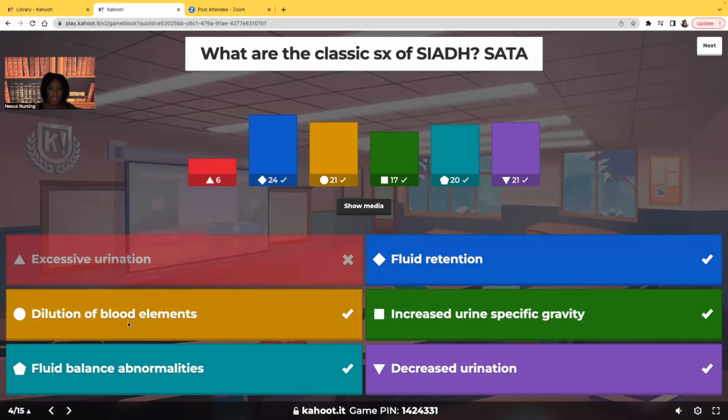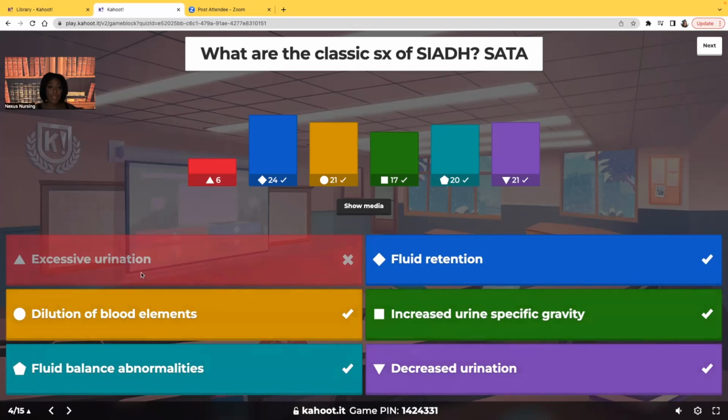That's right. They're not going to be thick. Increased urine specific gravity. Yes. Why is the specific gravity of the urine increased? Because all the solutes that were supposed to be in the blood are in the urine. Fluid balance abnormalities. Well, of course, the patient's holding on to all their fluids. Of course, they're going to have fluid and electrolyte abnormalities. And decreased urination. Yep, decreased urination because they're holding on to all of their fluids.